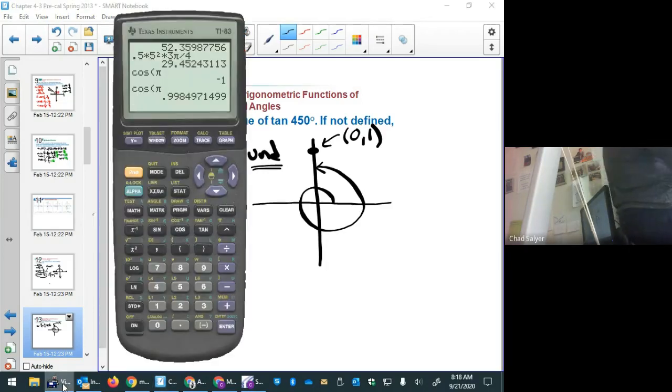Once again, we can test ourselves. I'm already in degree mode, but if I try to find the tangent of 450, it gives me a domain error. We have chosen a value outside the domain of the tangent.